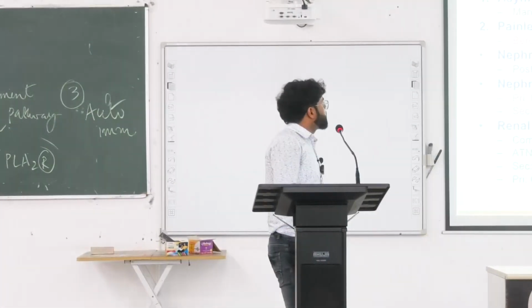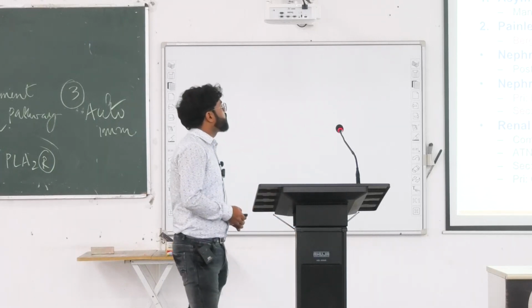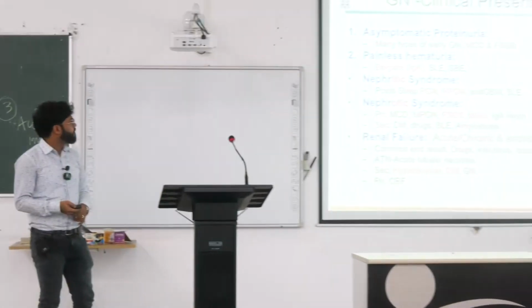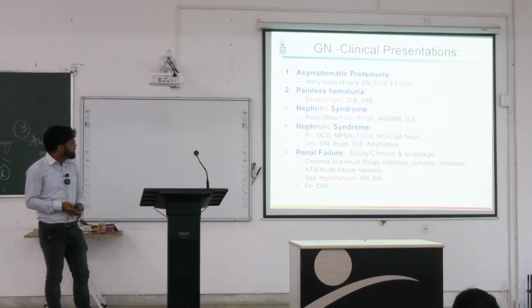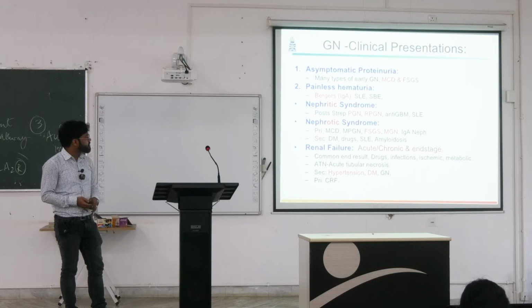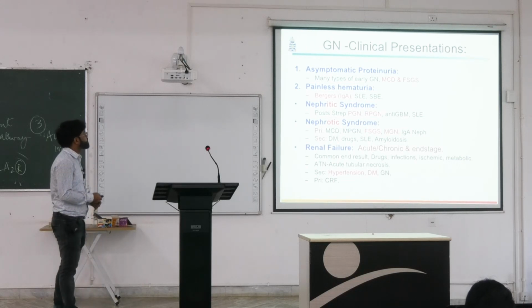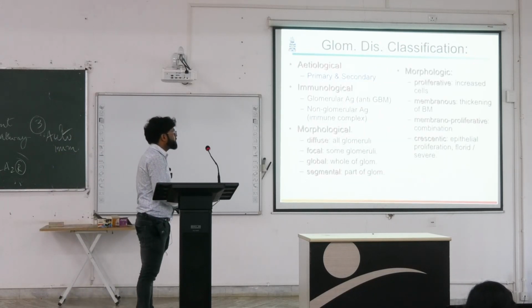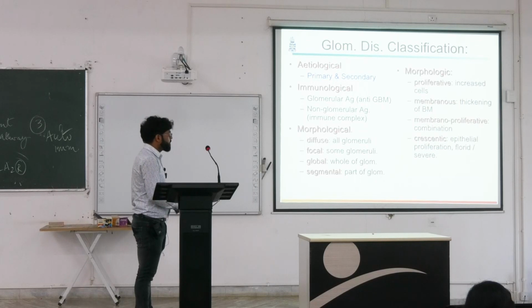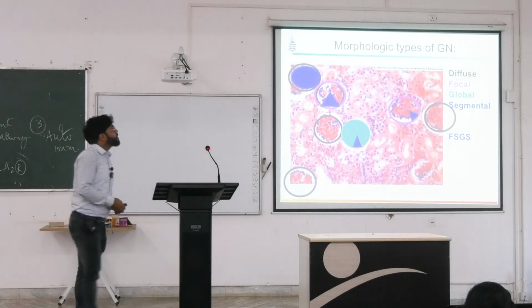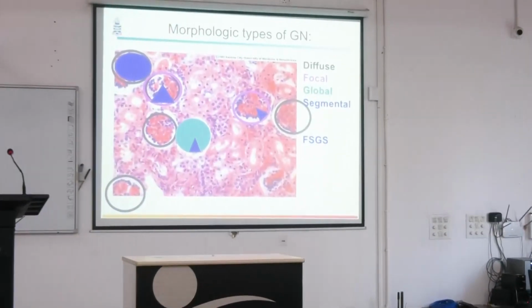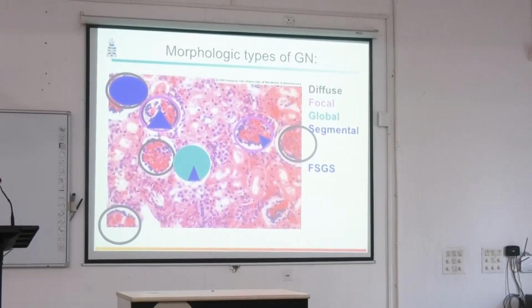So what I was saying, these are clinical features of glomerulonephritis: asymptomatic proteinuria, painless hematuria, nephritic syndrome, nephrotic syndrome, and renal failure, end stage renal failure. We also describe the morphology of glomerulonephritis in 4 important terminologies.